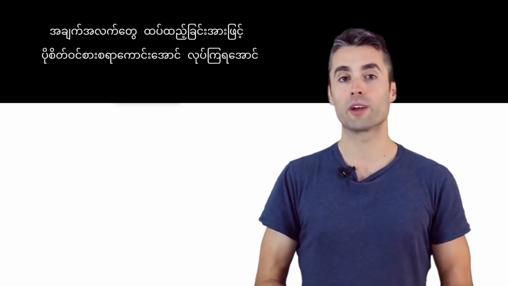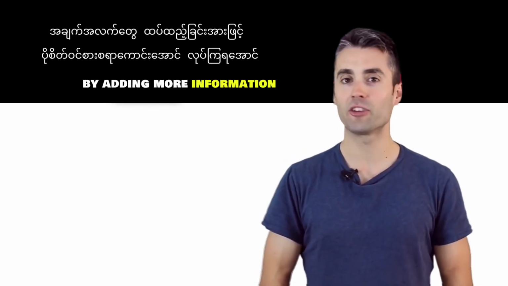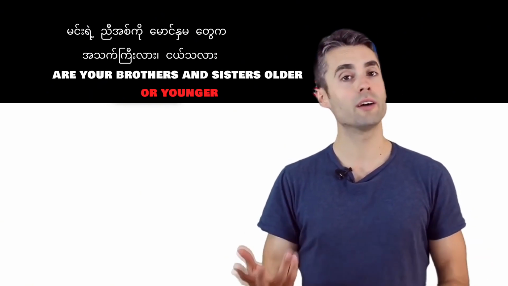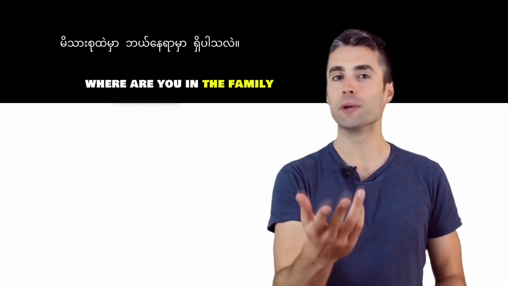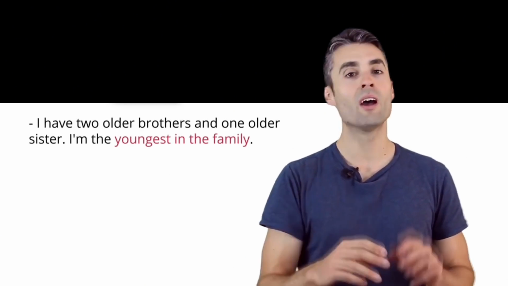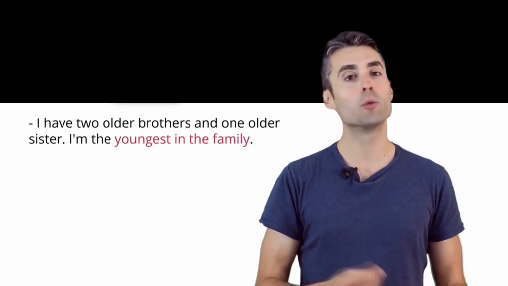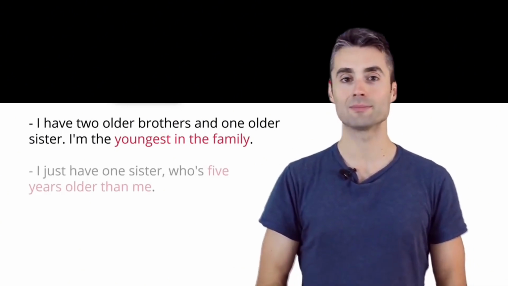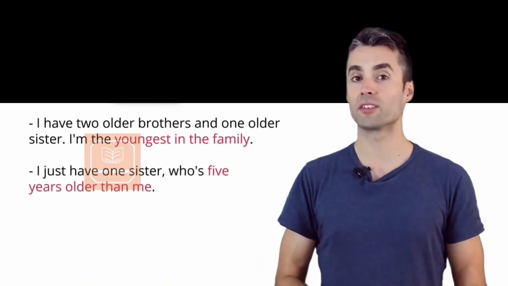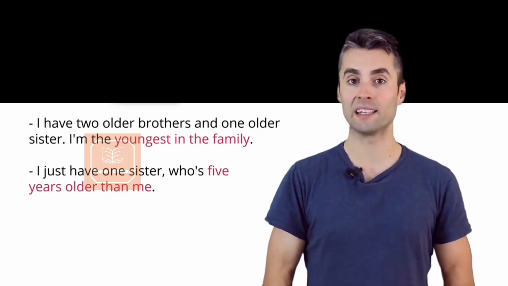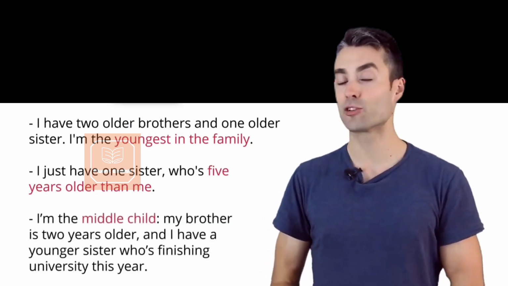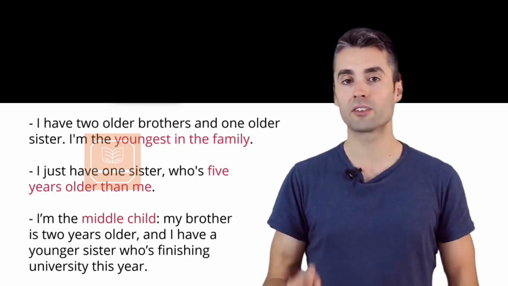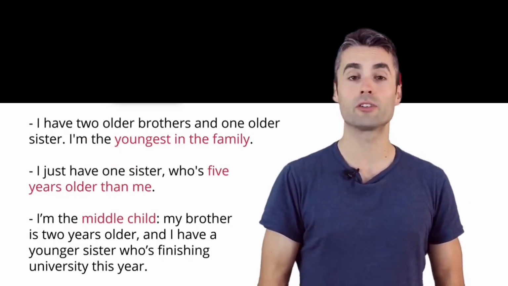Let's make it more interesting by adding more information. Are your brothers and sisters older or younger? Where are you in the family? I have 2 older brothers and 1 older sister. I'm the youngest in the family. I just have 1 sister who's 5 years older than me. I'm the middle child. My brother is 2 years older and I have a younger sister who's finishing university this year.